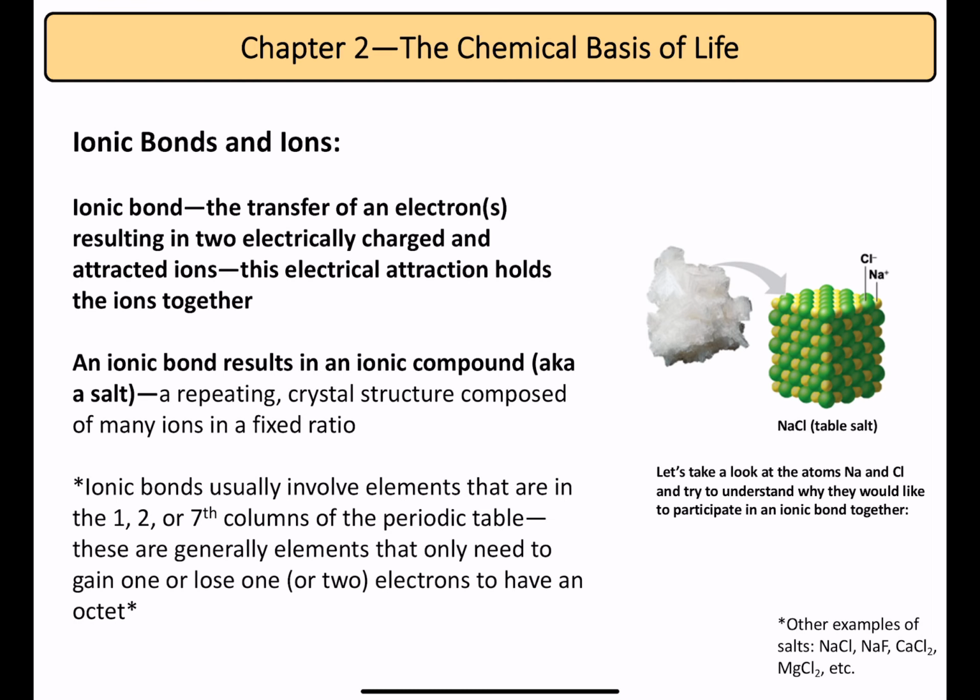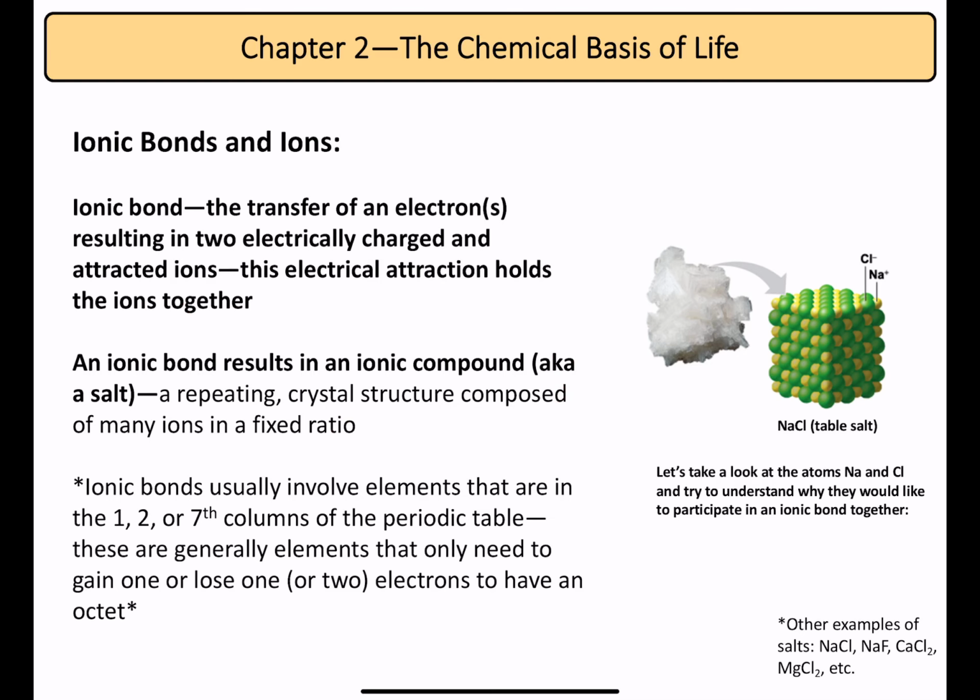And this is a bond that results from the transfer of electrons. So there's no sharing involved. Basically, one atom is going to like electrons so much more than the other atom that it steals an electron from it. So there's always going to be one atom that loses an electron and one that gains a new electron. And the result are going to be atoms that become ions, that are fully charged and attracted to one another. And the resulting substance is going to be called a salt, also known as an ionic compound.